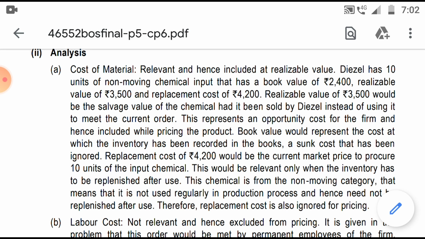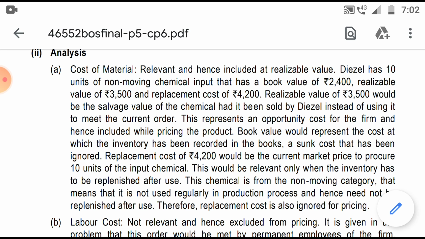Analysis, first cost of the material: relevance and hence at the realizable value. Diesel has 10 units of the non-moving chemical input that has a book value of 2,400, realizable value of 3,500 and a replacement cost of 4,200. Realizable value of 3,500 would be the salvage value of the chemical, that is, what it would be sold for by Diesel Limited instead of using it to meet the current order.